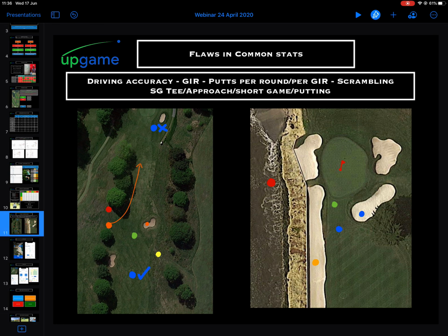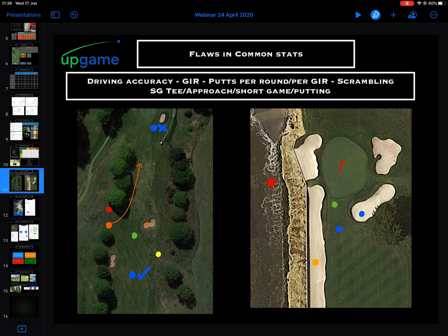Strokes gained putting is a really good stat for telling putting performance, in that it takes into account the distance of the putt against the PGA Tour make rate from that. It doesn't tell us the speed of the putt though. Have you left it short? Have you hit it past? And again, this is where the Upgame Pro takes it a step further and really gives a good explanation of what those numbers are. We'll now look in the app at some of these real examples.